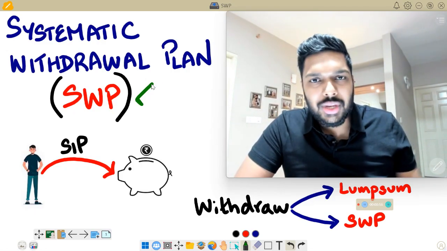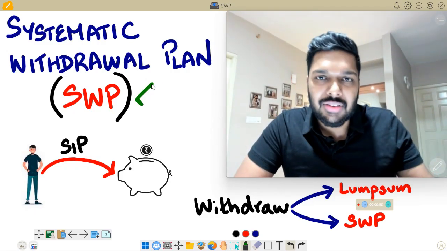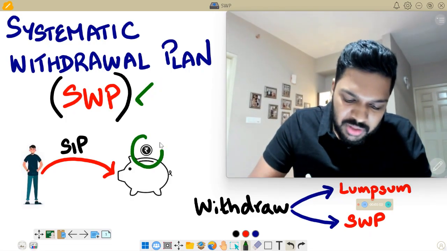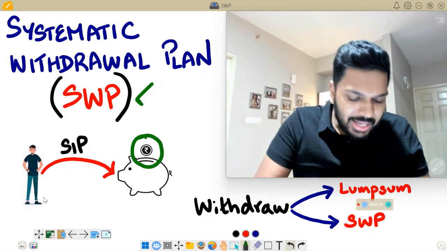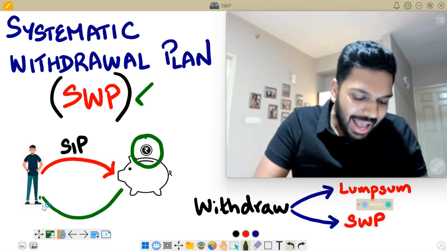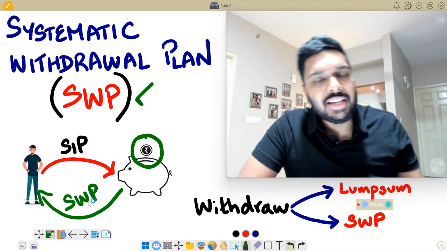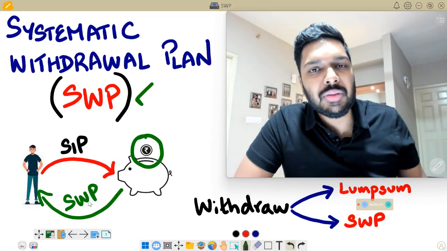So if you're a person doing SIP or lump sum kind of investment into a particular fund, and once this fund or corpus becomes quite big in terms of value, then you can start using SWP as a financial tool to withdraw fixed amounts of money from that particular corpus or investment fund that you have built.